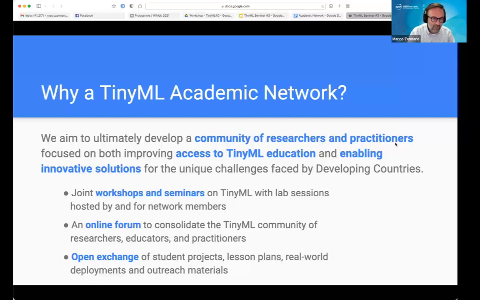And so the idea behind setting up this academic network was to create a community of researchers and practitioners. That would be point number one. So we want to create a community to improve access to TinyML education and to have some nice and innovative solutions which are relevant to the places where you live. But number one is to create a community. So this is the most important point of this meeting.